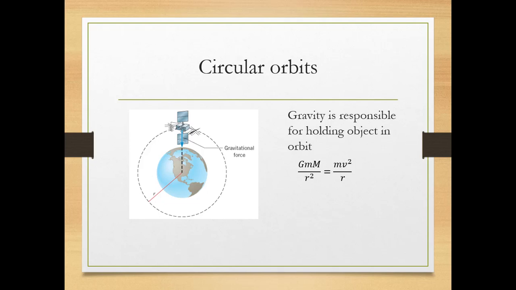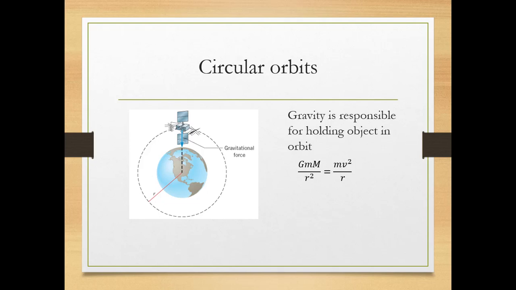Now it's worth pointing out r is not the distance you are away from the surface of the Earth. R is really the distance you are away from the center of the Earth. The orbital radius and the orbital height are two different things. The orbital height would tell you how far you are away from the surface of the Earth. The orbital radius will tell you how far you are away from the center of the Earth.